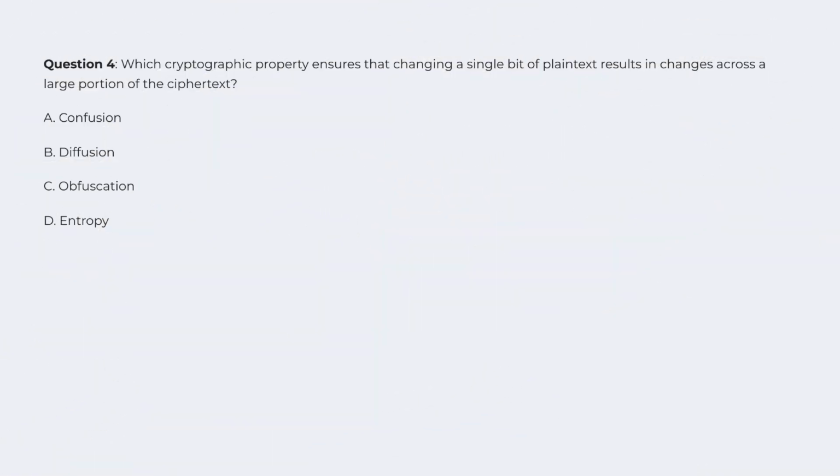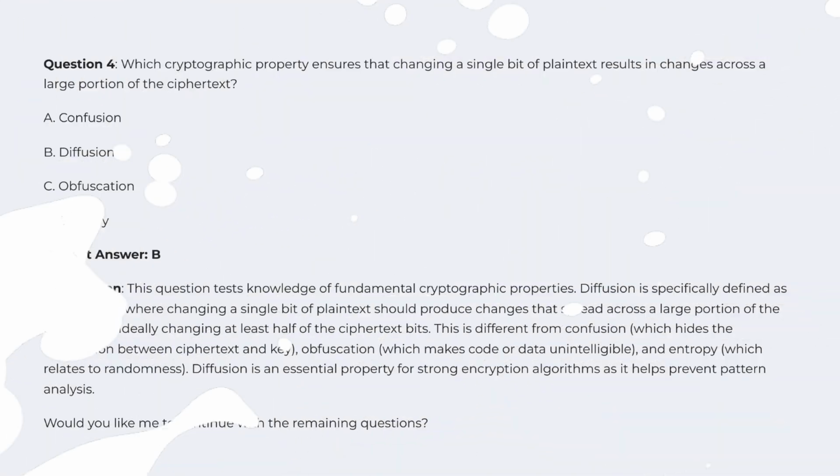Question 4. Which cryptographic property ensures that changing a single bit of plaintext results in changes across a large portion of the ciphertext? A. Confusion. B. Diffusion. C. Obfuscation. D. Entropy. Correct answer: B.